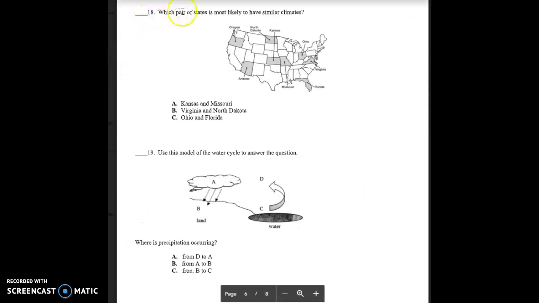Number 18. Which pair of states is most likely to have similar climates? A. Kansas and Missouri. B. Virginia and North Dakota. C. Ohio and Florida. Number 19. Use this model of the water cycle to answer the question. Where is precipitation occurring? A. From D to A. B. From A to B. C. From B to C.